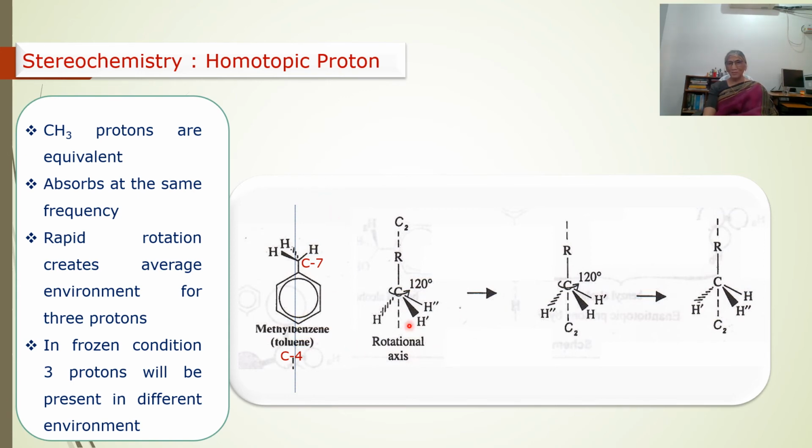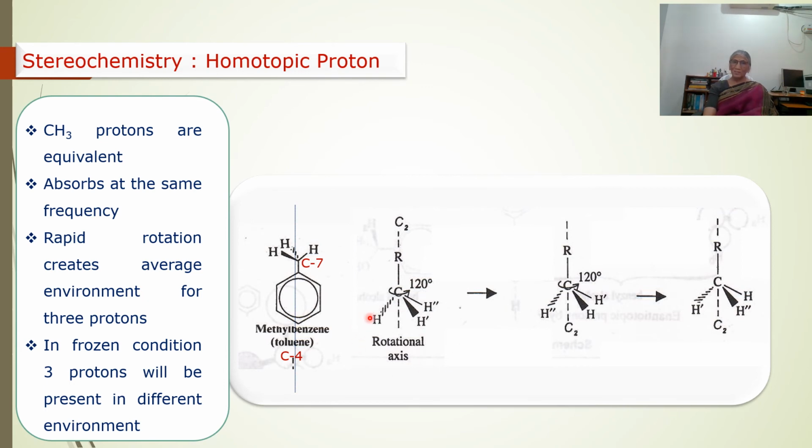Rotation is very rapid and therefore an average environment is created around these 3 protons, and these 3 protons show the absorption at the same frequency. If the molecule is frozen, then the average environment will not be there around these 3 protons. They will feel the different environment.